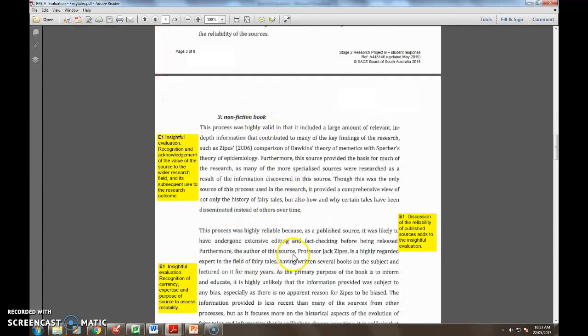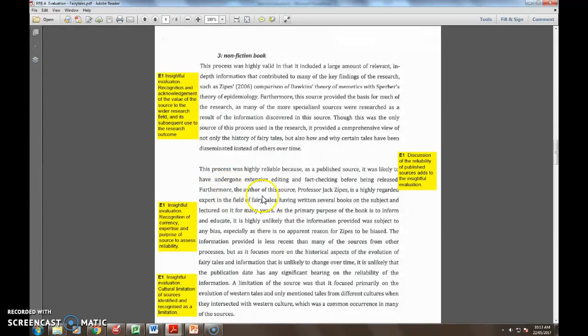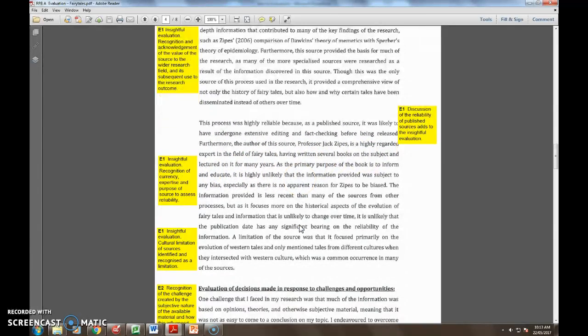Then they go on to a third section. This process was highly reliable because, as a published source, it was likely to have undergone extensive editing and fact-checking before being released. Furthermore, the author is a highly regarded expert in the field of fairy tales, having written several books on the subject and lectured on it for many years. So again, they have provided evidence to back up their statements.